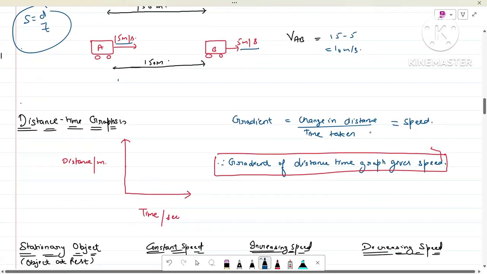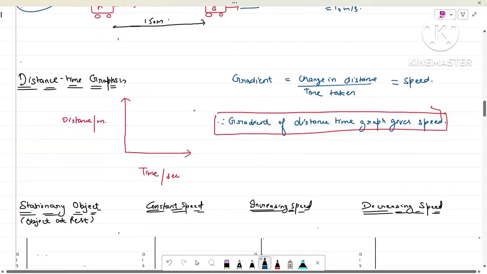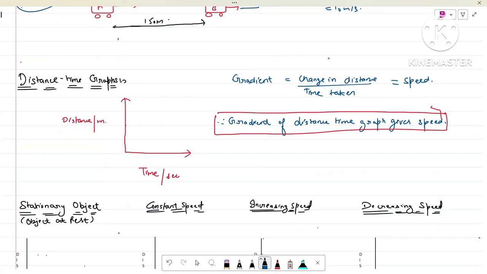When we draw a distance time graph, what data can we get from it? Let's say this is a distance time graph. If I want to find the gradient of the distance time graph, we know that gradient is given as change in quantity along the y-axis divided by change in quantity along the x-axis. Here on the y-axis it is distance, and on the x-axis it is time. So gradient will be change in distance by time taken, and change in distance by time taken we have defined as speed. Therefore, the gradient of a distance time graph gives speed.